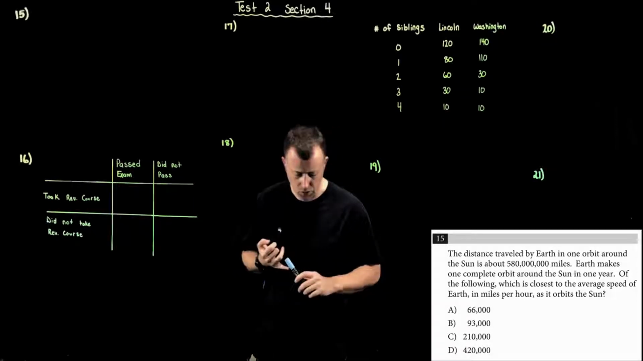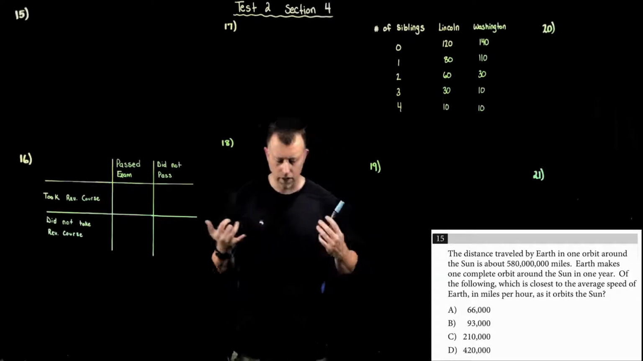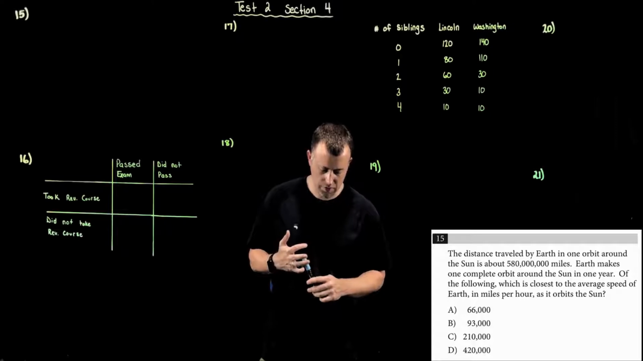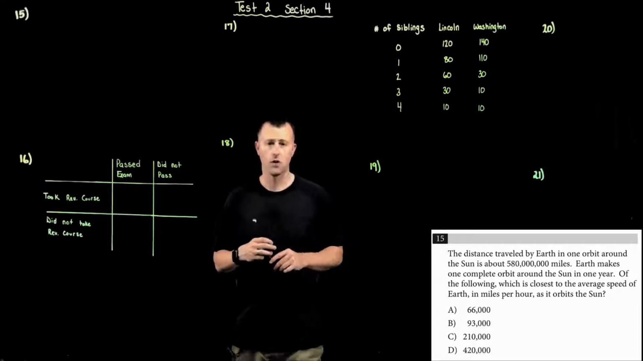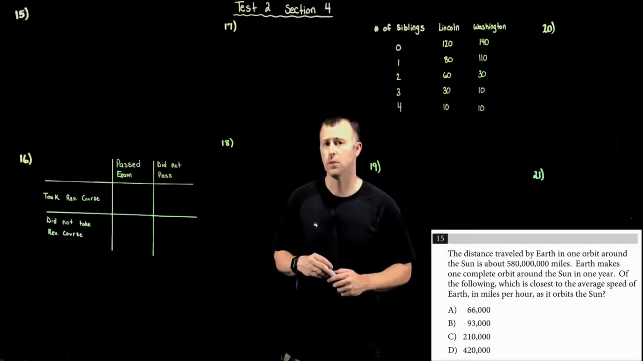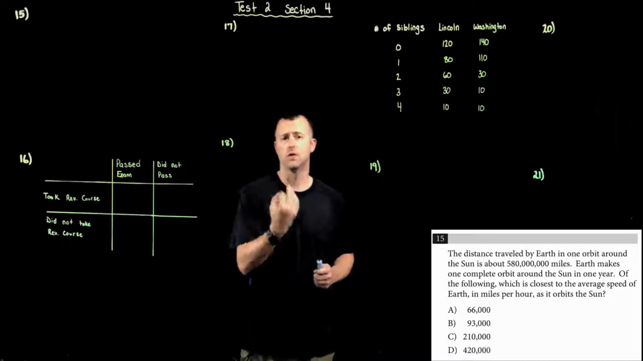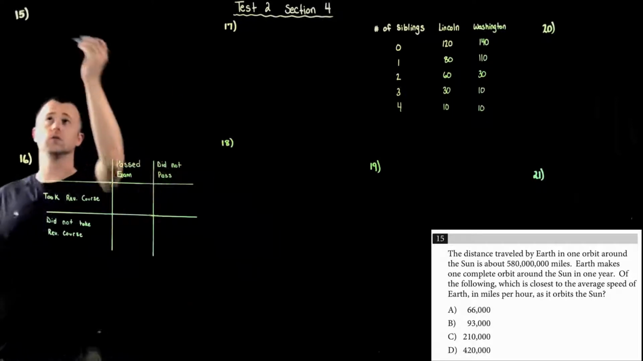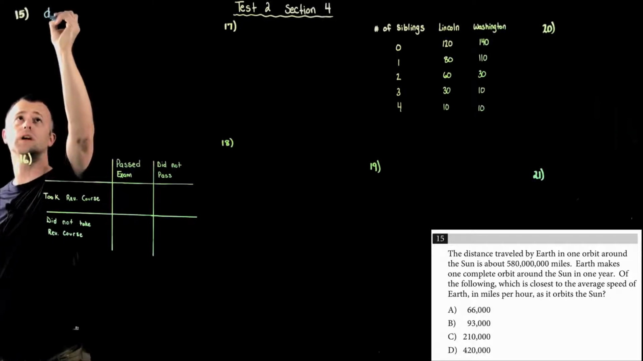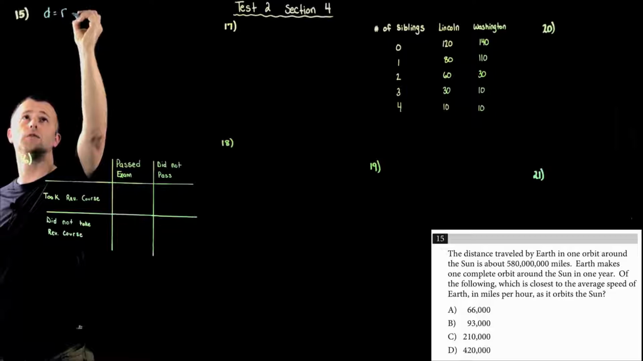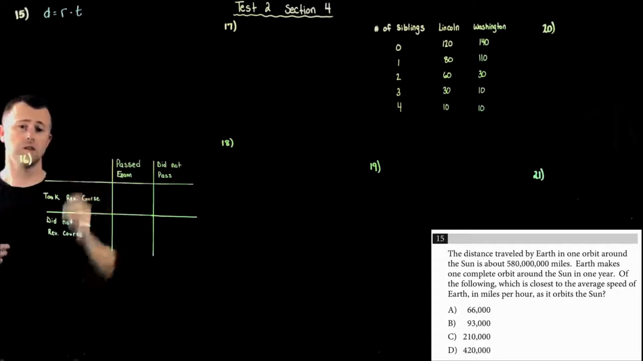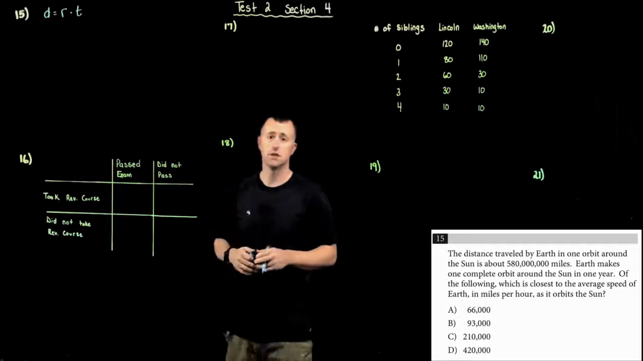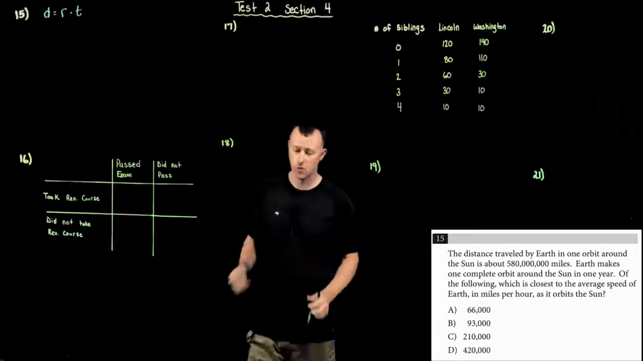Earth makes one complete orbit around the sun in 1 year. Hopefully you already knew that. But of the following, which is closest to the average speed of Earth in miles per hour? So they're wanting a rate or a speed. So there's really a couple approaches you can take to this problem. One is to look at it this way. They're giving us a distance, they're asking for a rate, and they gave us the time, 1 year. You can do this as just a good old distance equals rate times time. That is one way to approach this.